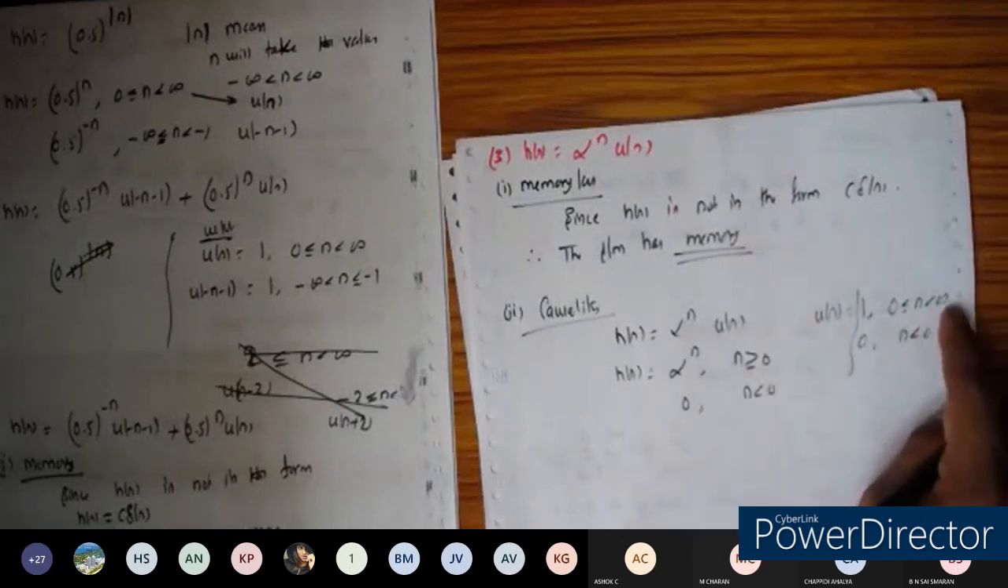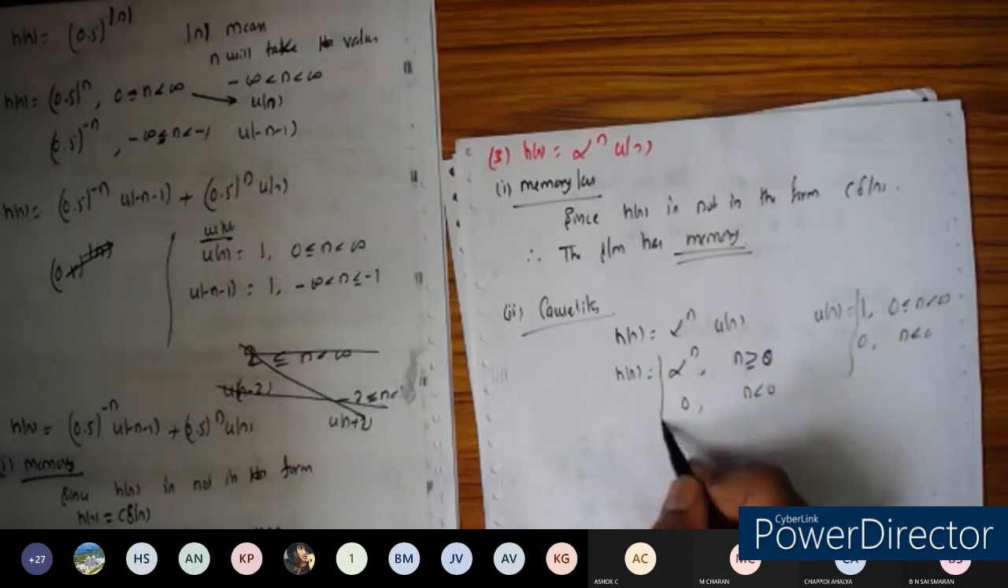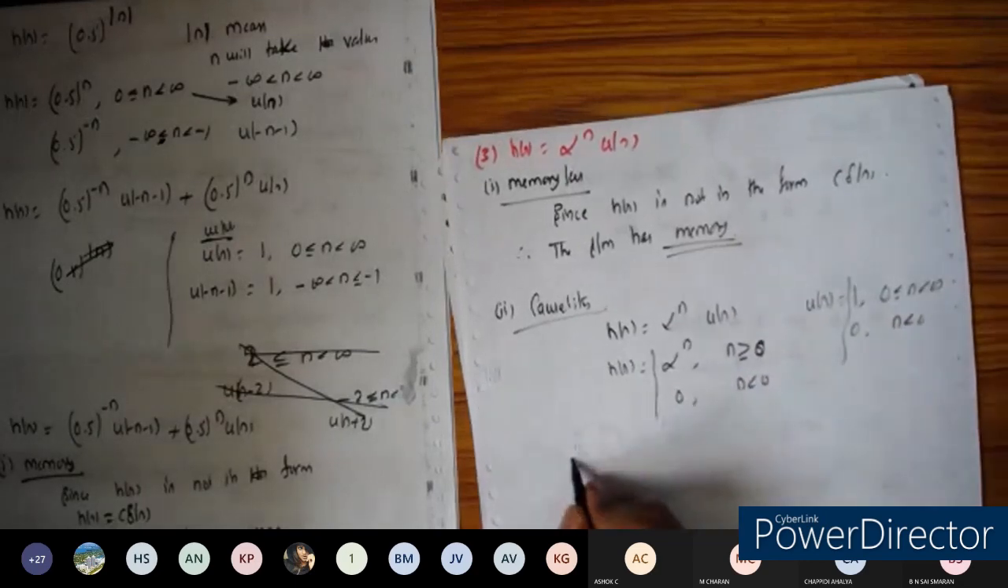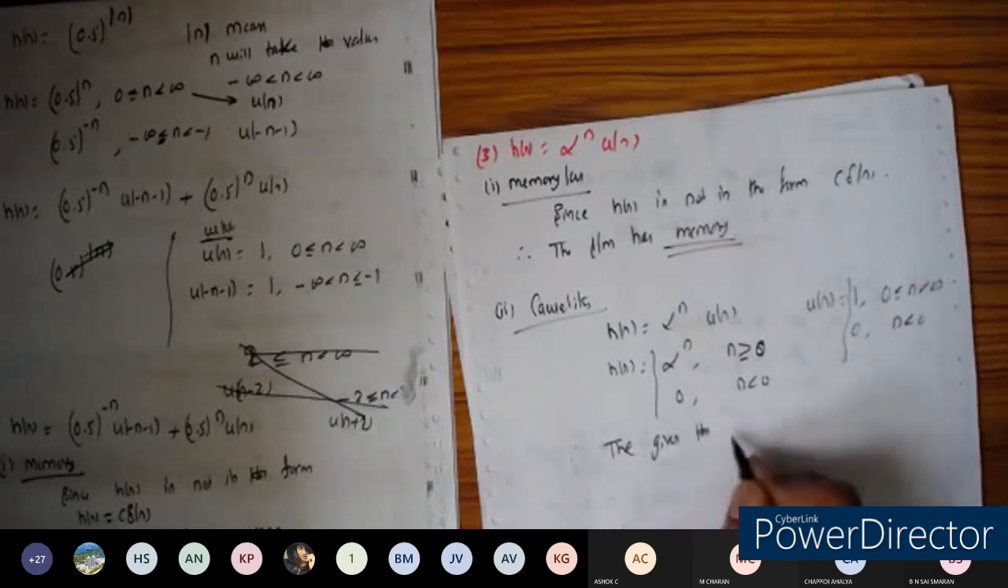u of n is equal to 1 for 0 to infinity, meaning n can take values greater than or equal to 0, and 0 for n less than 0. So you can say that the given system is the causal system here.